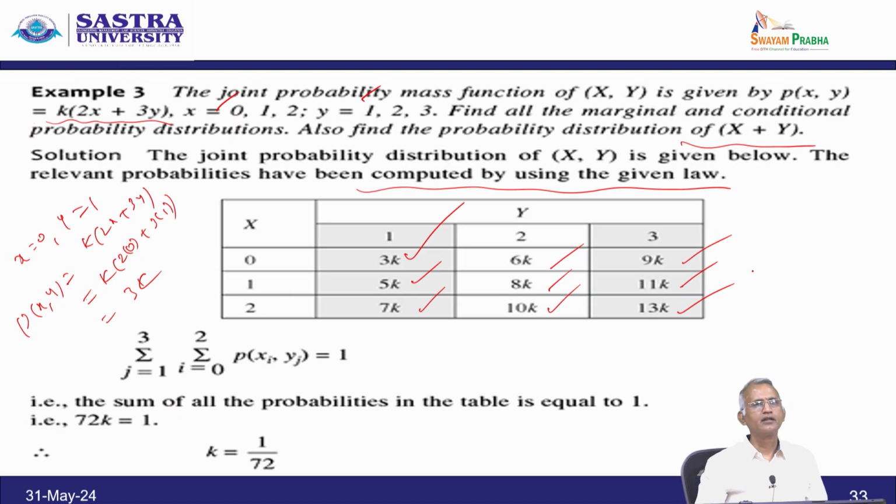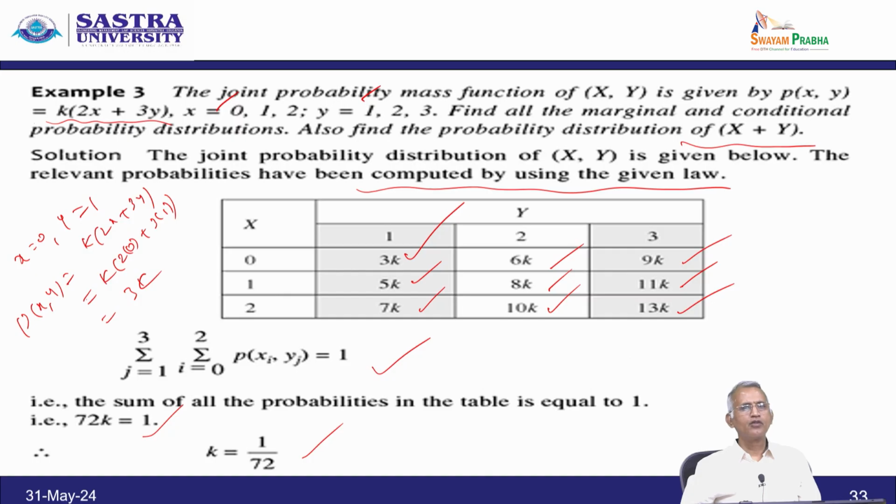So, we have the summation over j equal to 1 to 3, summation over i equal to 0 to 2, p of xi yj equal to 1. That is, the sum of all probabilities in the table is equal to 1. Therefore, 72k equal to 1, therefore, k equal to 1 by 72.